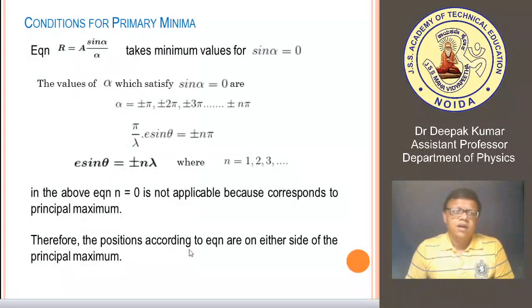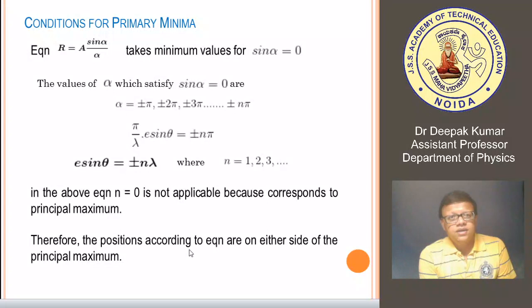Now, because the central maxima is obtained for a value of alpha equal to 0 and it is formed exactly at the center of the screen, I can easily also find out the conditions for primary minima, which corresponds to a value of intensity 0. And if you want to minimize the value of intensity, your R must be minimum, and the minimum value of R can be obtained as 0 if I put sin alpha equal to 0. So the conditions of primary minima can be obtained by taking R equal to minimum, which is 0, and you have to put sin alpha equal to 0, but you can only take all those values of alpha for which sin alpha is equal to 0, other than alpha equal to 0, because alpha equal to 0 corresponds to the conditions of central maxima.